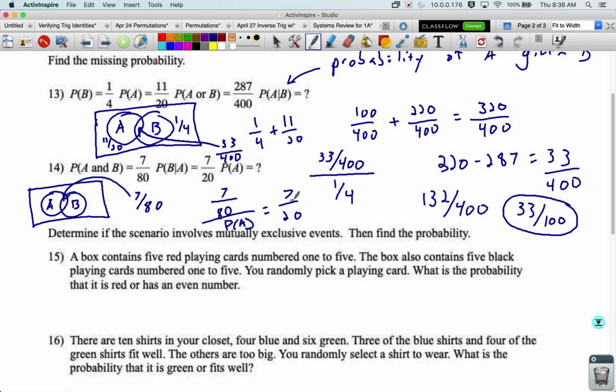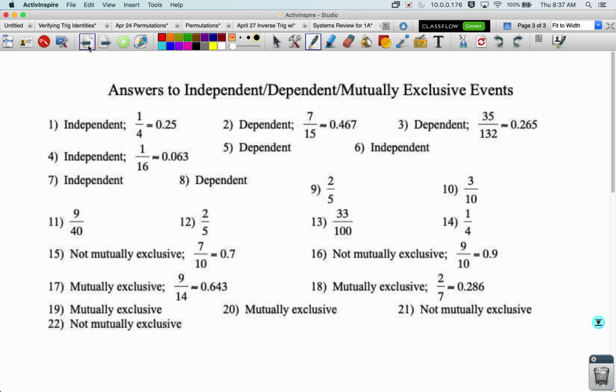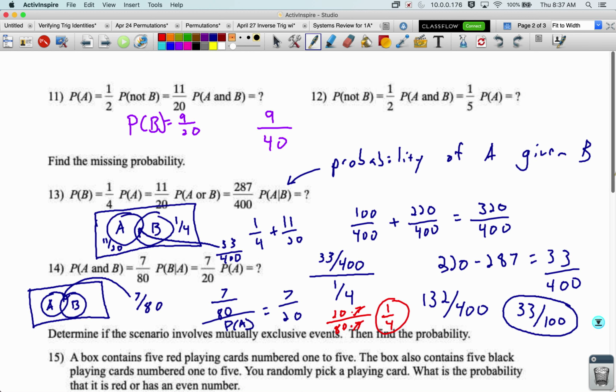We're going to move the probability of A over and then multiply that by the reciprocal, so we get 20 times 7 on the top over 80 times 7. The 7's cancel out. 20 over 80 becomes 1/4. Okay, that was kind of messy. We'll have to do another one of those in the next lecture.